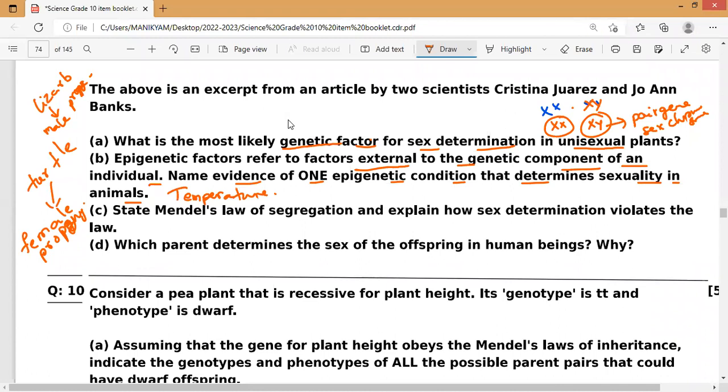Next, state Mendel's law of segregation and explain how the sex determination violates the law. Okay. So, what do you mean by sex determination? First, Mendel's law. Please respond, all of you. What is Mendel's law? State Mendel's law of segregation. You have to tell me the definition. What is the law of segregation?